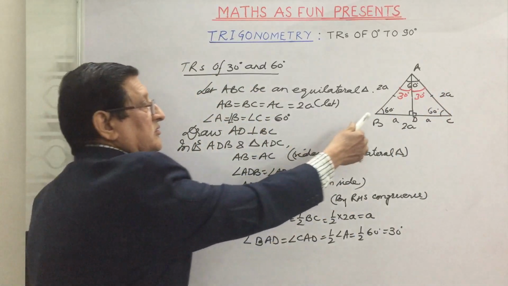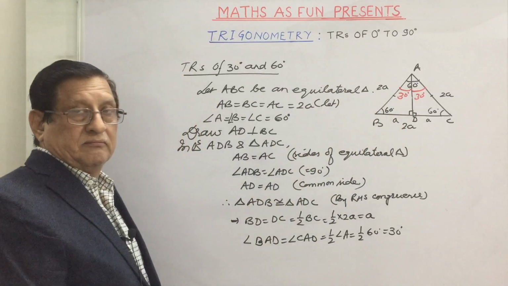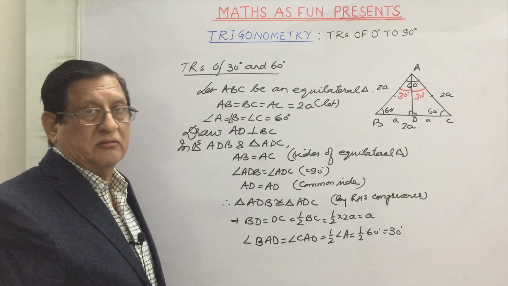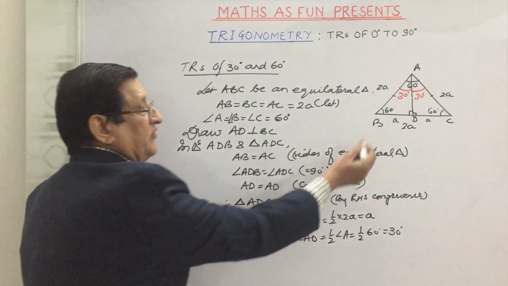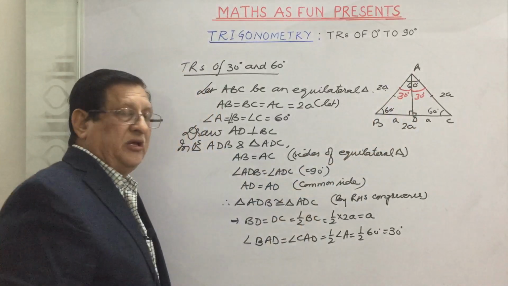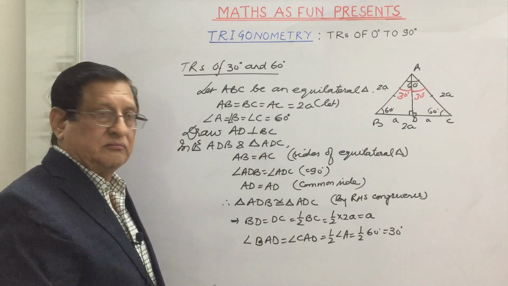It means we can get the trigonometrical ratios of both 30 degrees and 60 degrees from the same triangle, same figure. How to do that? For that we have this side, we need only the length of AD. To find out AD, we use the Pythagoras theorem.